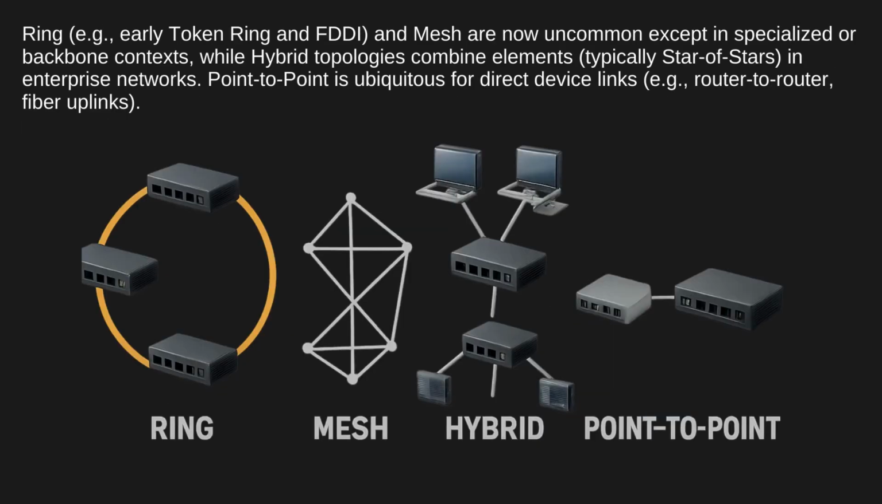Ring, e.g., early token ring and FDDI, and mesh are now uncommon, except in specialized or backbone contexts, while hybrid topologies combine elements, typically star of stars, in enterprise networks. Point-to-point is ubiquitous for direct device links, e.g., router-to-router, fiber uplinks.